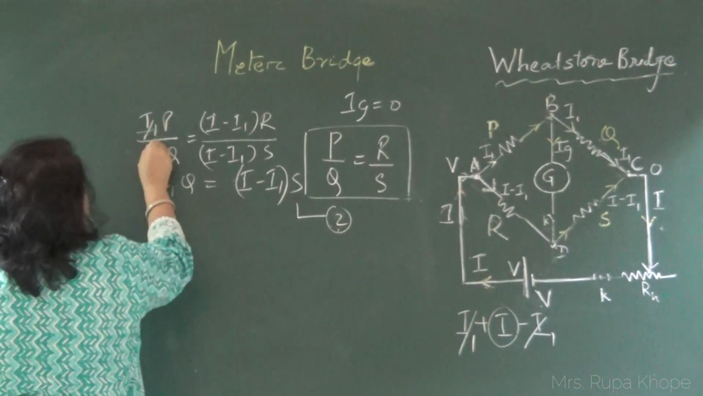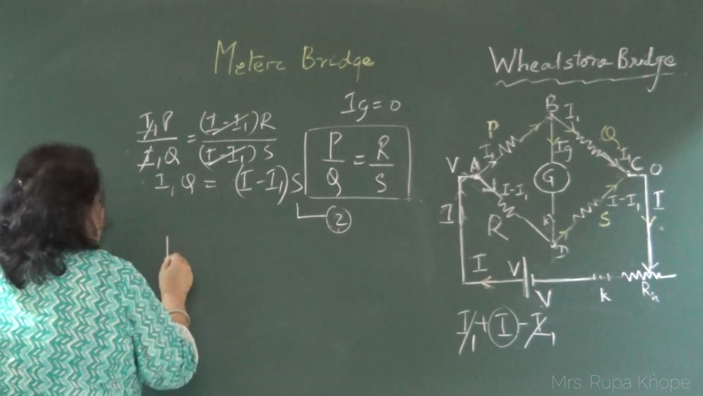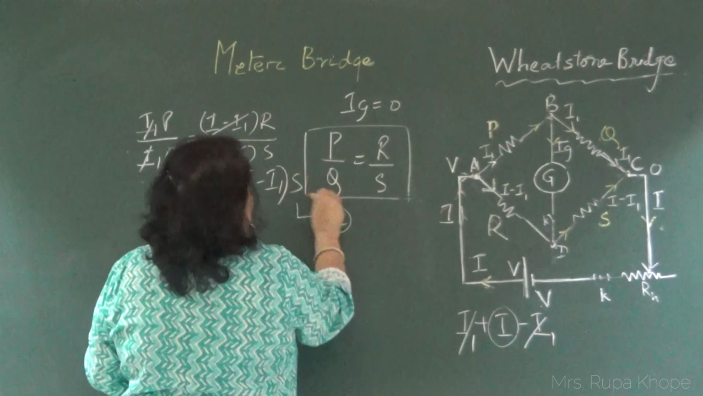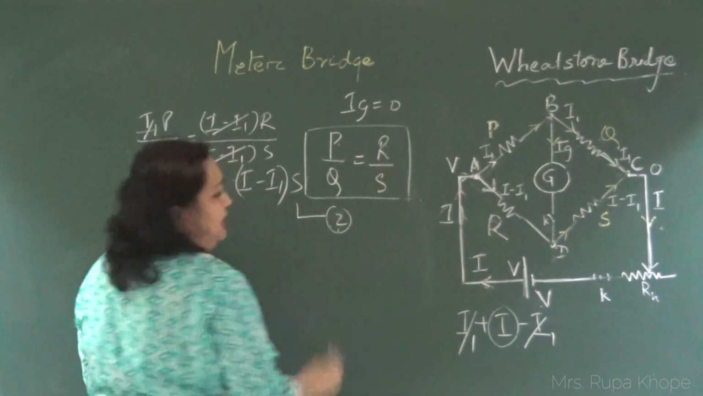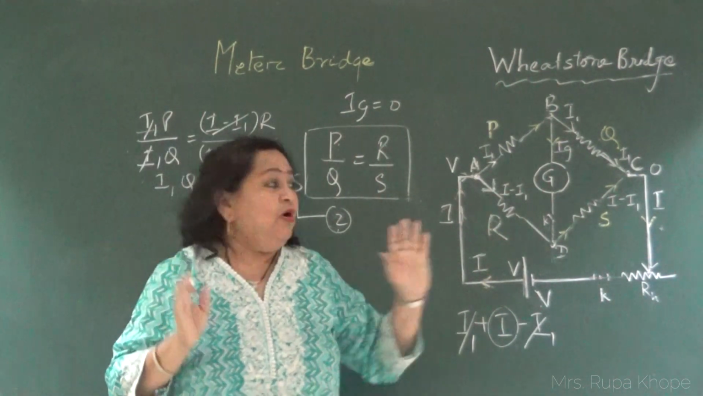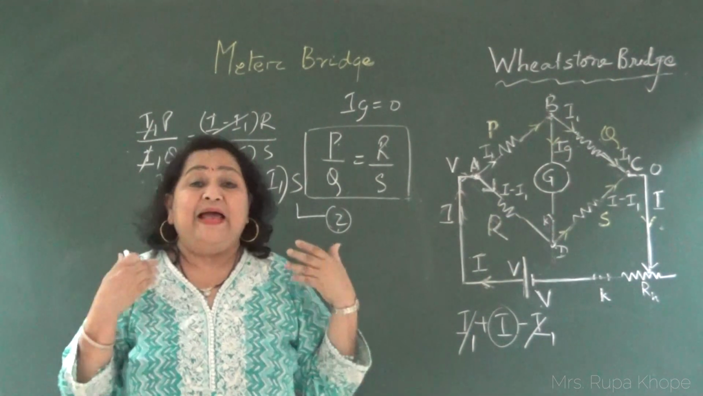Can you see? I1 and I1 cancel. I minus I1 cancels. And what do we get? P upon Q is equal to R upon S. We get this relation. Now, what is this called? What kind of condition? It is called a balanced bridge.